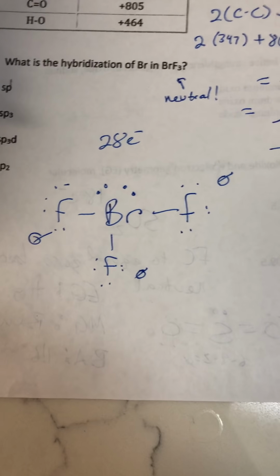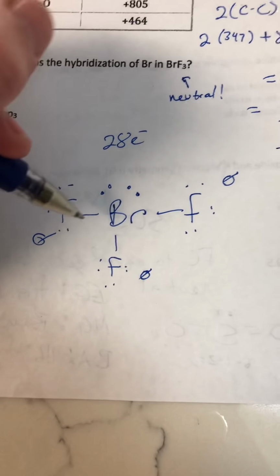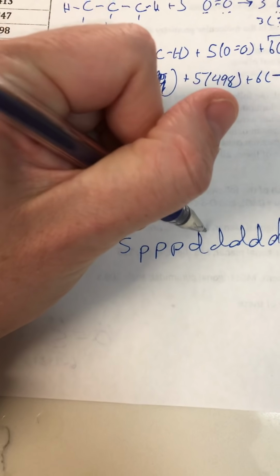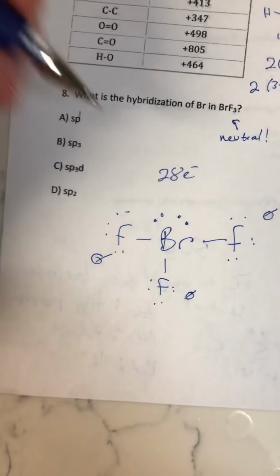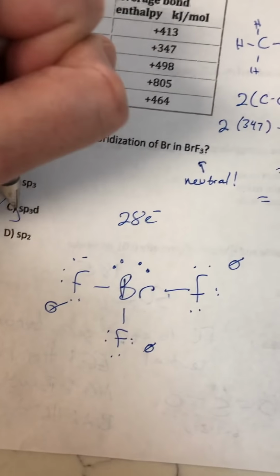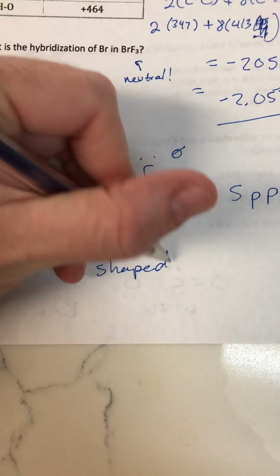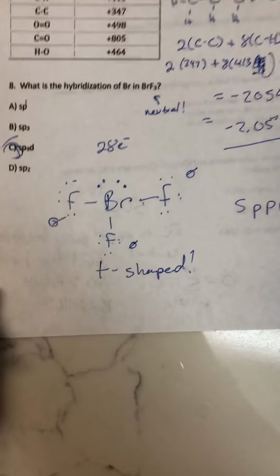Now we can figure out the hybridization. It's got 5 things around it. Again, it's S, P, P, P, D, D, D, D, D. We have 5 things. 1, 2, 3, 4, 5. And it's sp3d. This would also, just for fun, be T-shaped. And that's just a good thing to know.